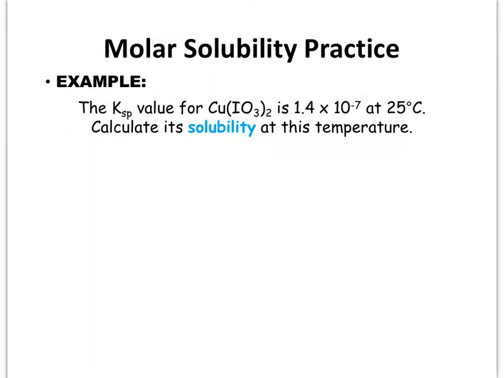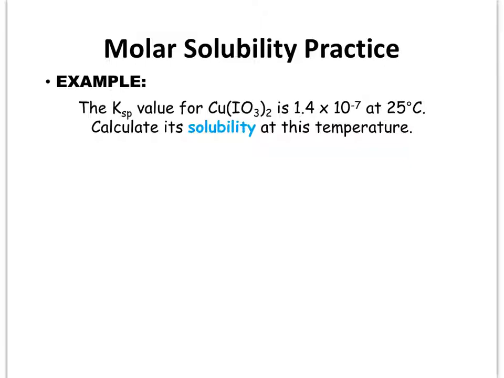So the first type of problem we're going to look at is the molar solubility practice problems. This is probably the one most familiar to us because we did problems like this during solutions. We just didn't use the ICE tables, but these can be done using equilibrium and ICE tables as well. In this problem, it's telling us the Ksp value for Cu(IO3)2, and they want us to find the solubility at this particular temperature.